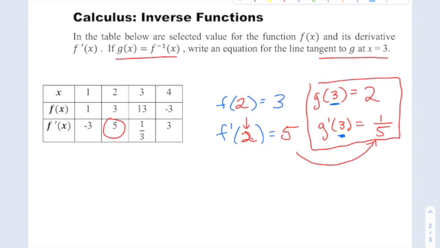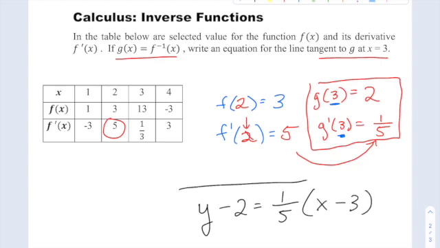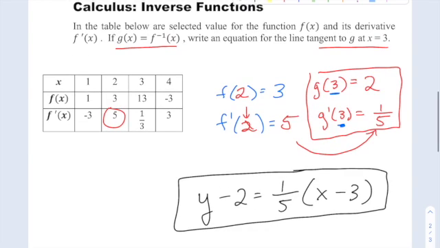I'm going to use point slope form. Y minus 2 is equal to the slope of 1/5 times x minus 3. And there we go. And if you want to change it around to slope-intercept form or any other equivalent version, that's great, but not necessary here.